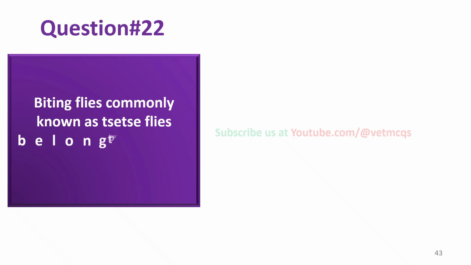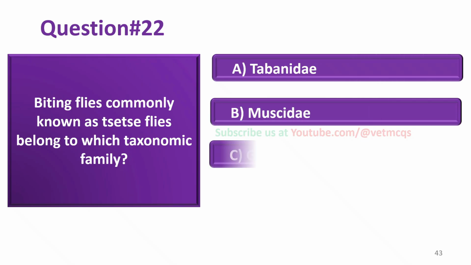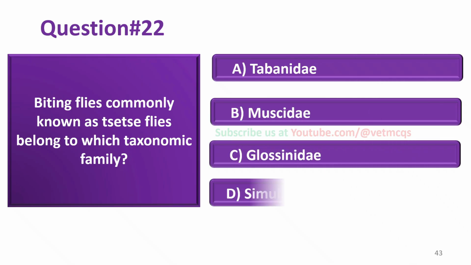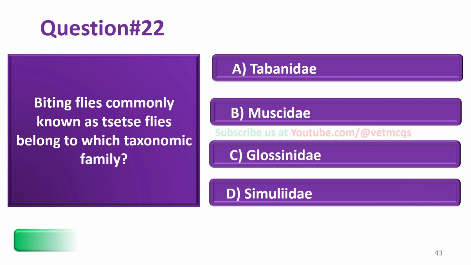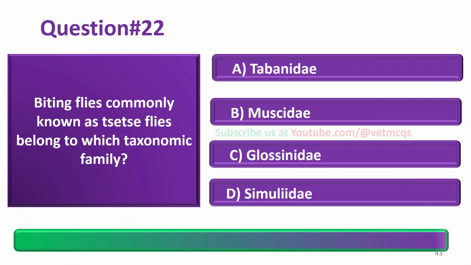Biting flies, commonly known as tsetse flies, belong to which taxonomic family? Tabanidae, Muscidae, Glossinidae, Simuliidae. And the correct answer is option C, that is Glossinidae.